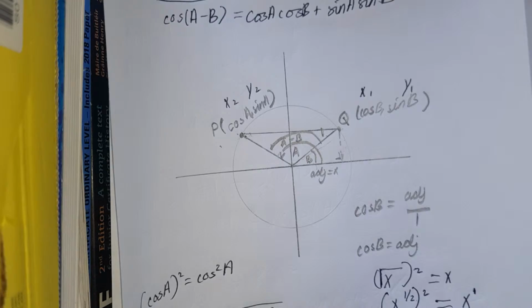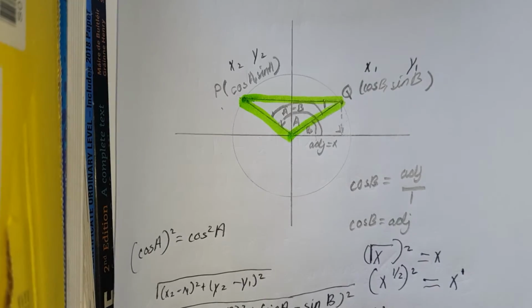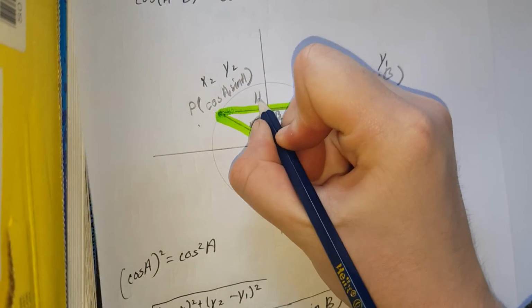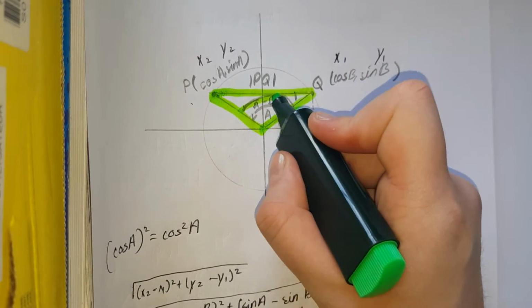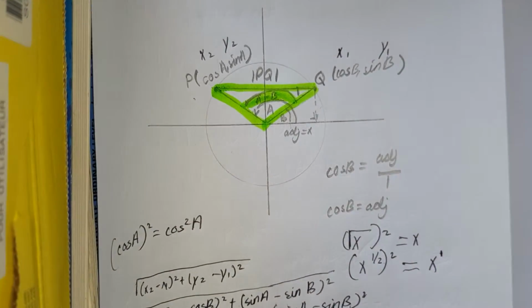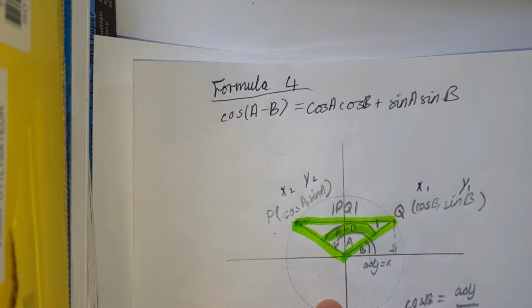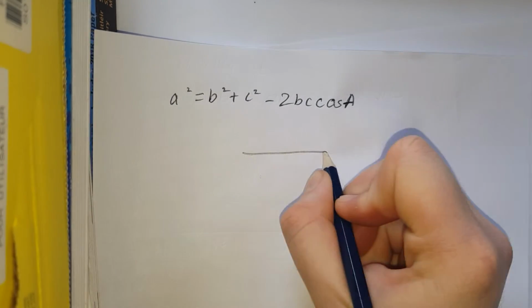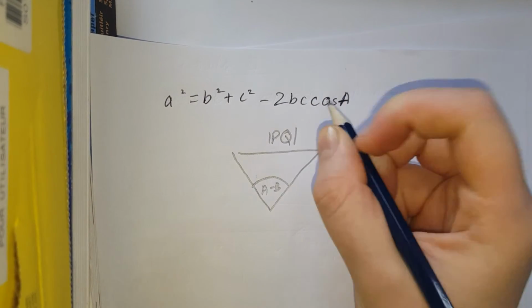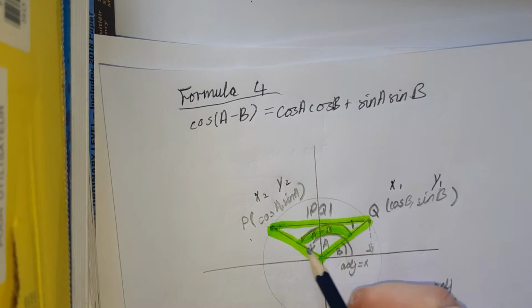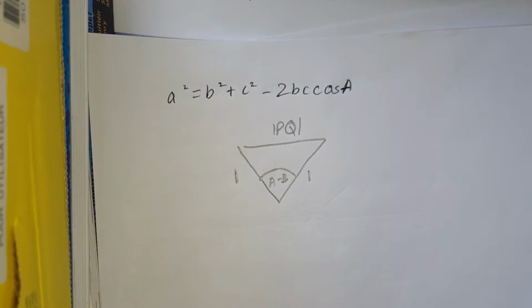For the cosine rule, I'm going to use the triangle outlined in green as my triangle. PQ is my length here, and my angle in my triangle is A minus B. If I draw out that triangle, I'm going to have A minus B, PQ, and these sides are equal to 1 because the radius of the circle is equal to 1. So this is my triangle here.